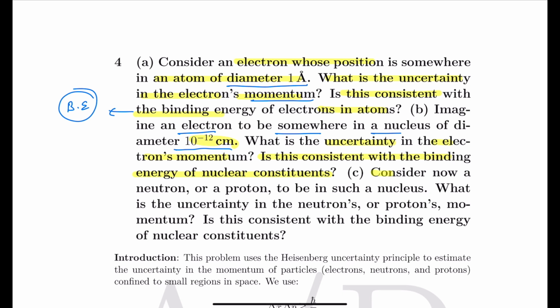And then the third question is, consider now a neutron or a proton to be in such a nucleus. What is the uncertainty in the neutron's or proton's momentum? Is this consistent with the binding energy of the nuclear constituent? So we are required to solve all three parts, A, B, C. In A, we find the data for the electron which is in the atom. In B, the electron which is in the nucleus itself. And in C, the data related to the neutron and proton, which are obviously the constituents of the nucleus.